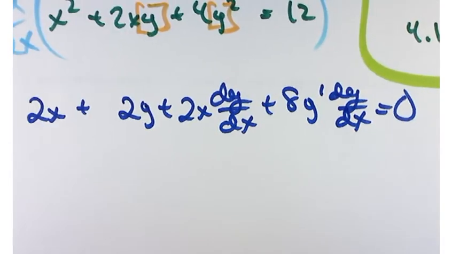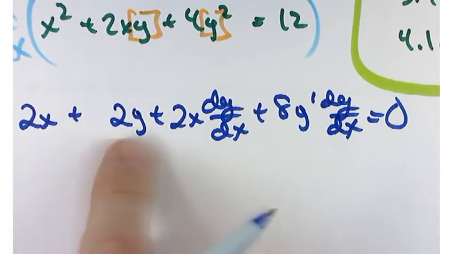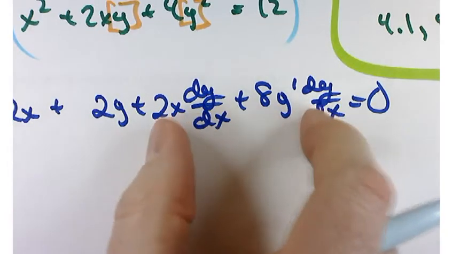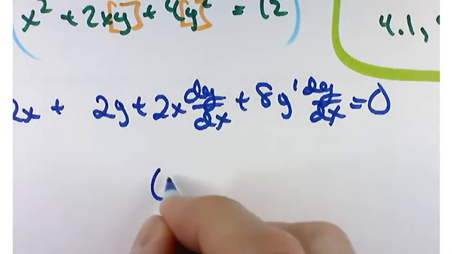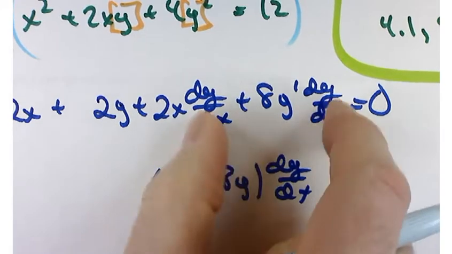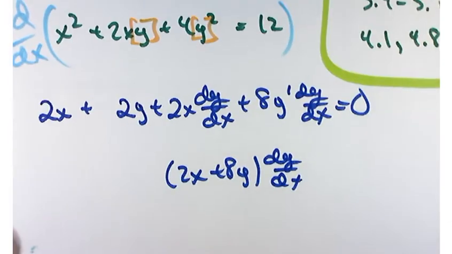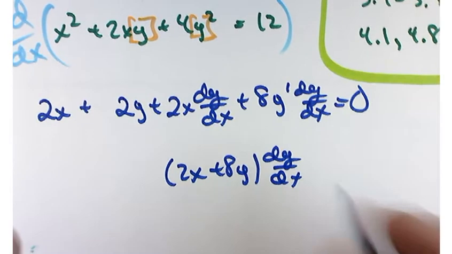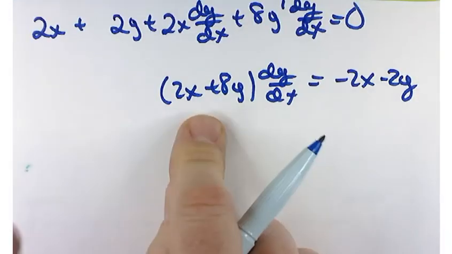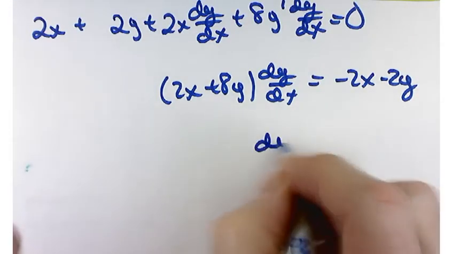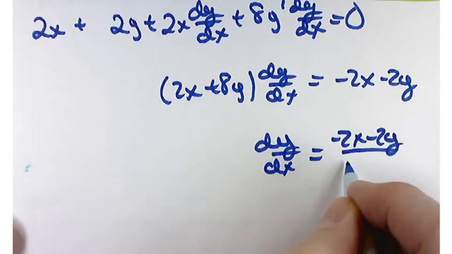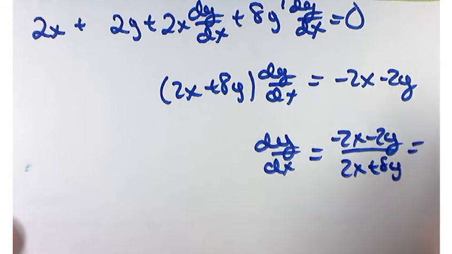So let's clean this up a little bit. These terms that don't involve the dy/dx, I'll move to the right-hand side. These terms that do, I'm going to factor out the dy/dx. So it's going to be (2x + 8y) times dy/dx. That's just factoring out. Yeah, I could factor out the 2. Probably not a bad idea. But we'll handle it when we get to the other side. And then divide. dy/dx equals (-2x - 2y) over (2x + 8y).